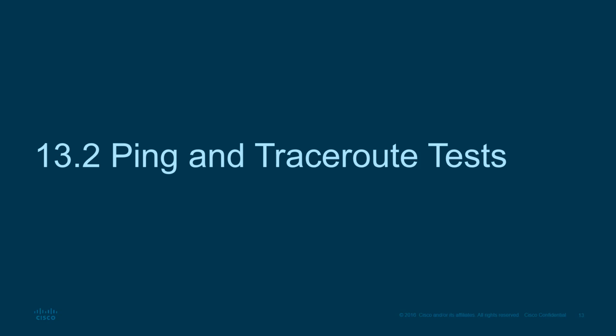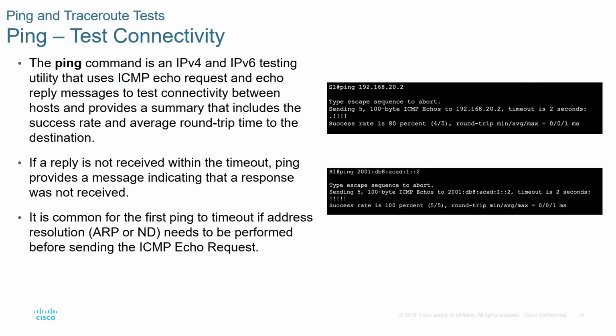Ping and traceroute tests. In our routers, or our switches, we can ping from the exec mode. We can ping either an IPv6 address or an IPv4 address. Ping, type in the address, that's it. If the first one fails, that's typically because we're doing ARP or a neighbor discovery of some sort. The responses actually do make sense.